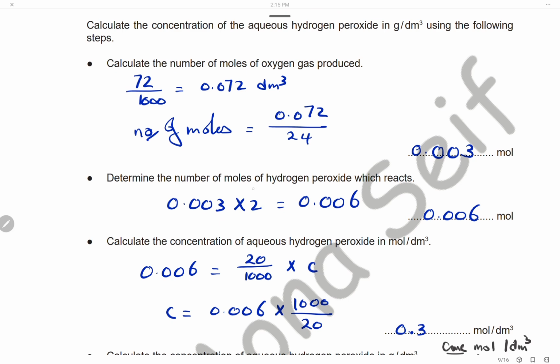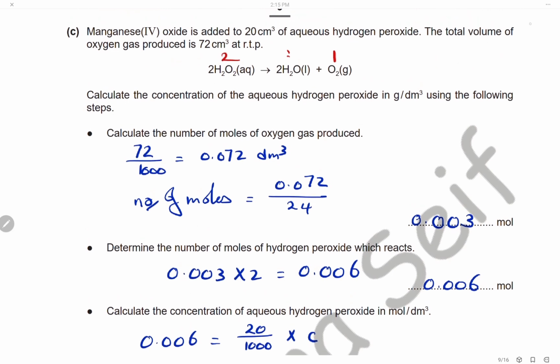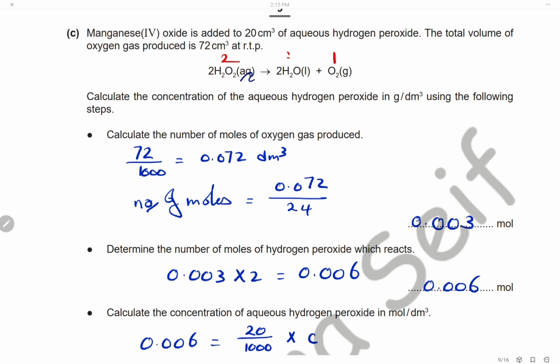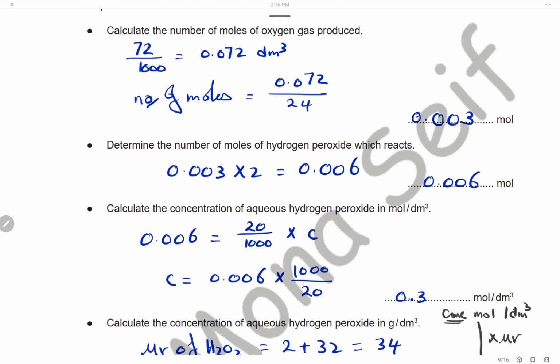Then, the number of moles of hydrogen peroxide which reacts. As we can see, the ratio between the number of moles of hydrogen peroxide to the number of moles of oxygen is 2 to 1. So the number of moles of hydrogen peroxide is double the number of moles of oxygen, so we will multiply by 2. The number of moles of hydrogen peroxide will be 0.006 moles.